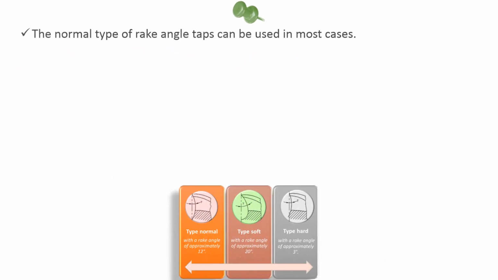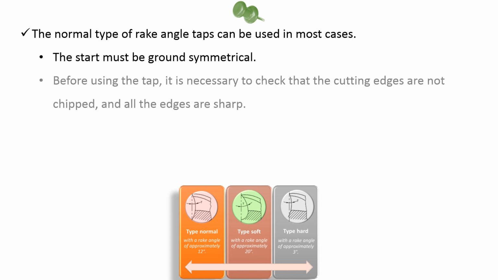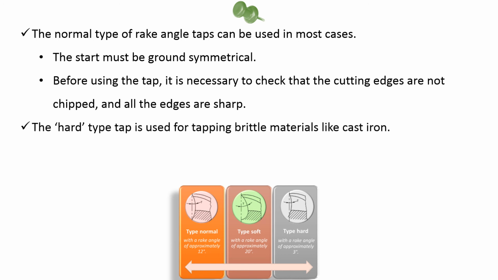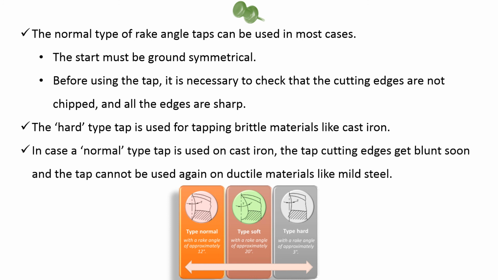The normal type of rake angle taps can be used in most cases. The start must be ground symmetrical. Before using the tap, it is necessary to check that the cutting edges are not chipped, and all the edges are sharp. The hard type tap is used for tapping brittle materials like cast iron. In case a normal type tap is used on cast iron, the tap cutting edges get blunt soon and the tap cannot be used again on ductile materials like mild steel.